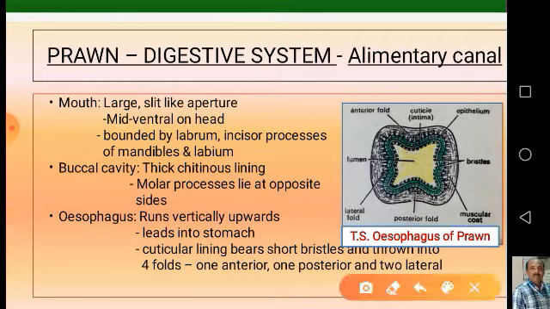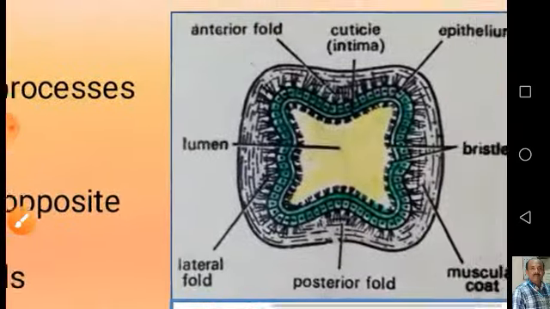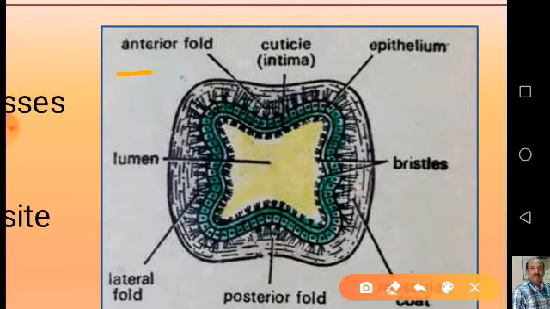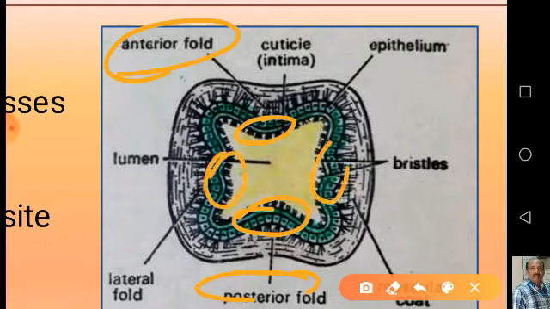Now the esophagus, which runs vertically upward, as we have seen, leads into the stomach. The cuticular lining bears short bristles and is thrown into four folds. Just now I told you these are the four folds: one anterior fold, one posterior fold, and two lateral folds. You can see in this figure the anterior fold and the posterior fold here, and the two lateral folds.